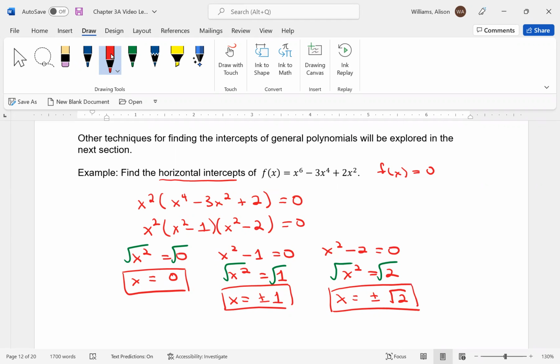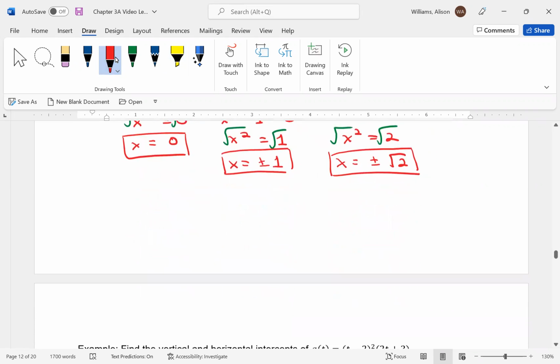The most I could have had would have been 6, right? Because the degree of this polynomial is 6. And so the most I would have had was 6. So we're good. Okay, let's try another one.